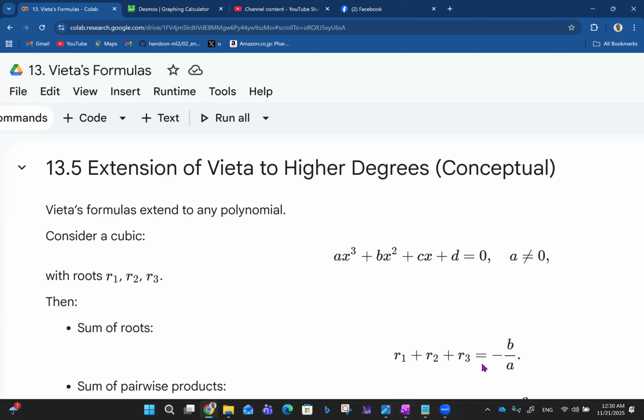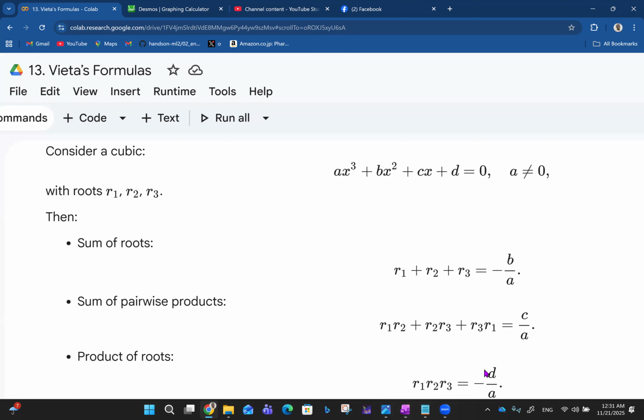We have that. Then in addition to what we have always done, we're now going to have the sum of pairwise products. So we have R1R2 plus R2R3 plus R3R1, and that will have to be C over A. So it keeps going like that: minus B over A, C over A. And lastly, for the product of roots, we have R1R2R3 equals minus D over A. So you see the signs are changing: minus B over A, C over A, then minus D over A.